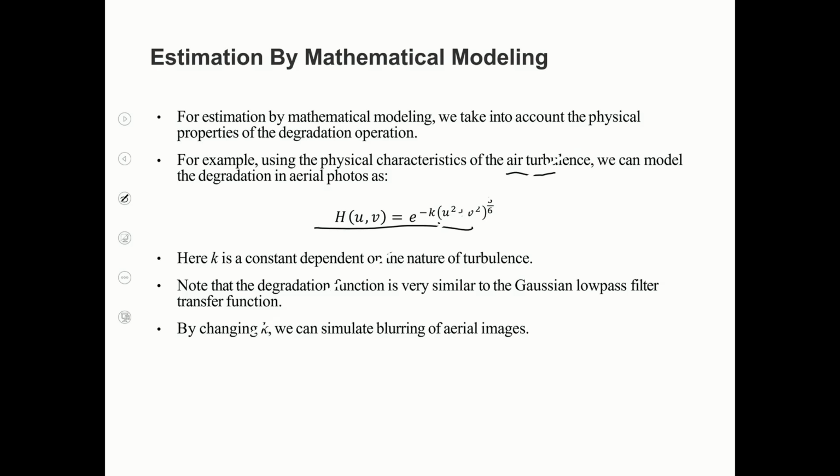And this is U and V. I just take U and V, the location of the element in the frequency domain. So I square them, I take the power 5/6 and then multiply with K, and that gives me the air turbulence. How it comes up, this is curve fitting. Okay, so we will not go into detail on how it's being applied.